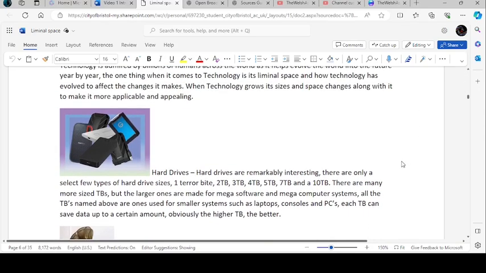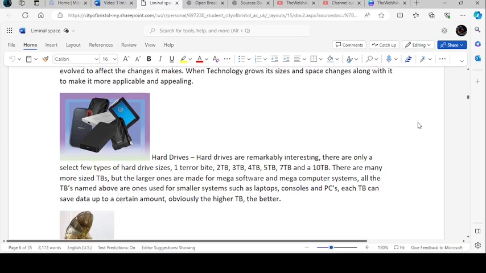Hard drives. Hard drives are remarkably interesting. There are only a select few types of hard drives, sizes 1 TB, 2 TB, 3 TB, 4, 5, 7 and a 10 TB. There are many more sizes of TBs, but the larger ones are made for mega softwares and mega computer systems. All the TBs named above are the ones used for smaller systems such as laptops, consoles and PCs. Each TB can save data up to a certain amount. Obviously the higher TB, the better.